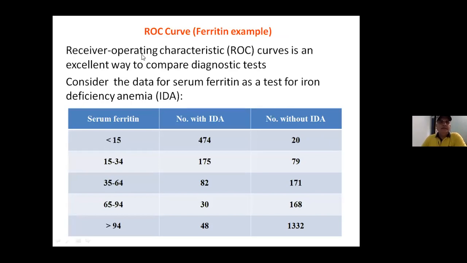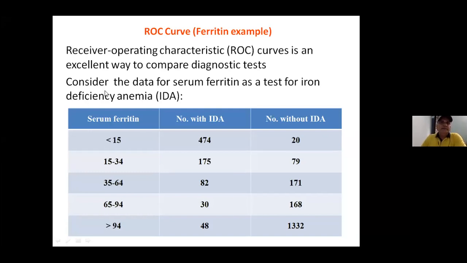A receiver operating characteristic curve is an excellent way to compare diagnostic tests. So the ROC curve will give you the diagnostic accuracy of your test, how accurate your test is. Obviously, if false positives and false negatives are small, the test will be better. But if they are more in number, the test is not good, right?